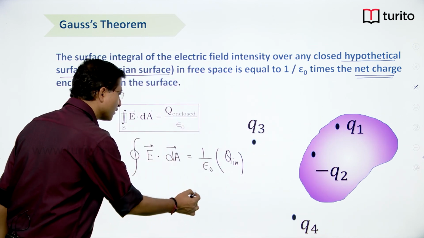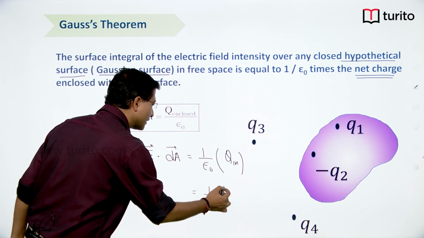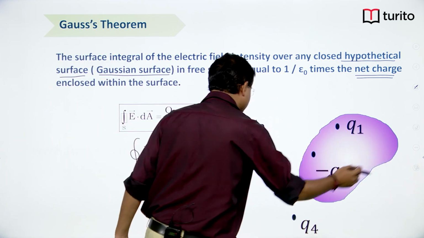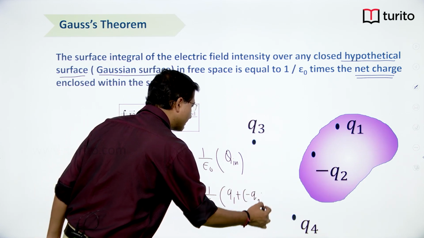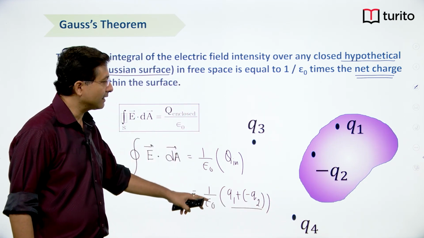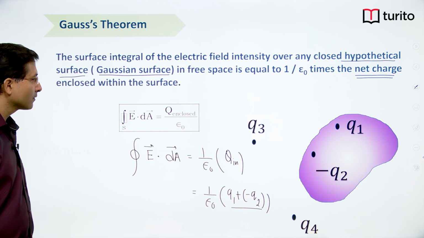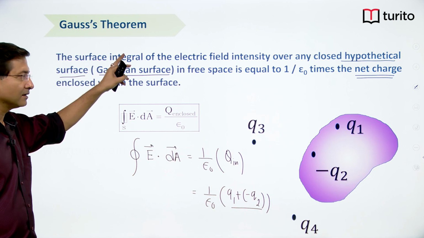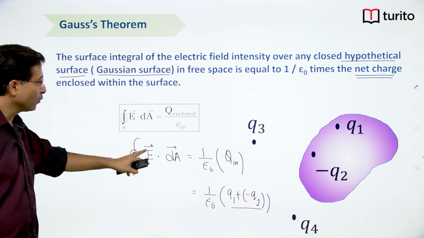So if I ask what is the flux associated, what you will write? Flux associated will be 1 upon epsilon naught times charge enclosed by the surface, q1 plus q2, charge with sign, scalar quantity we are dealing, right. So 1 upon epsilon naught times the charge enclosed by the surface is the statement of Gauss law. I hope it is clear. Closed surface integral of electric field. What is this?